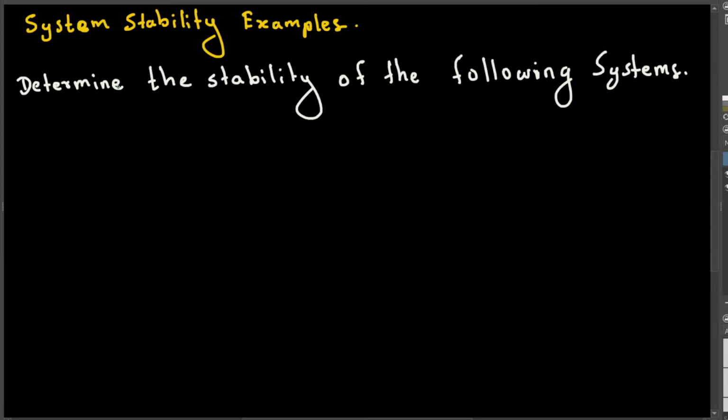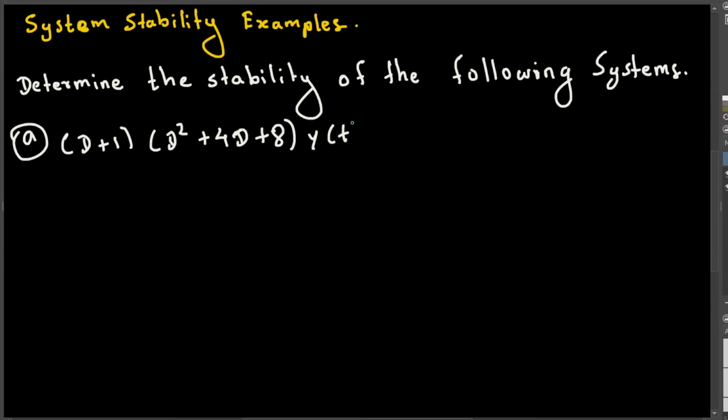System stability examples. Determine the stability of the following system. Let's look at the first one. Let's say we have a system given like this: (D + 1)(D² + 4D + 8) y(t) = (D - 3) f(t).